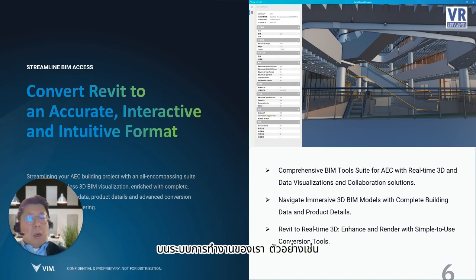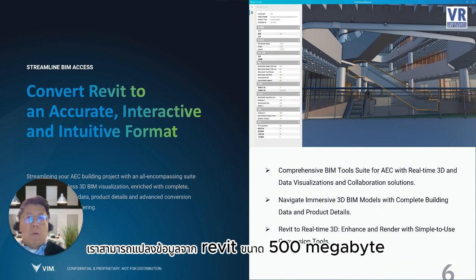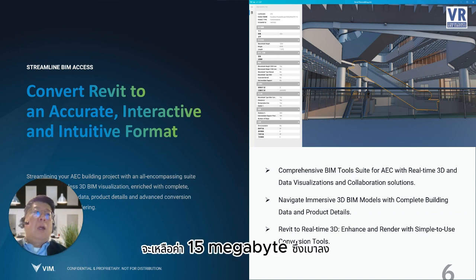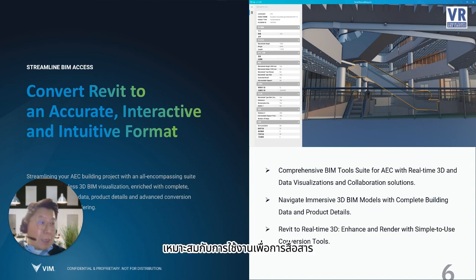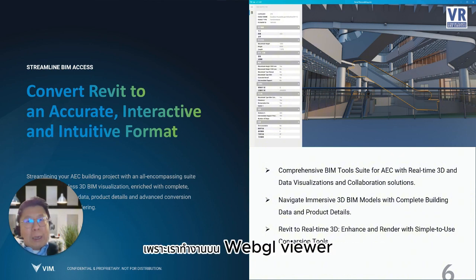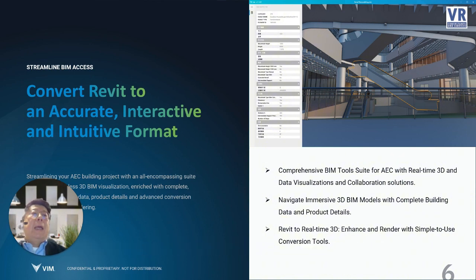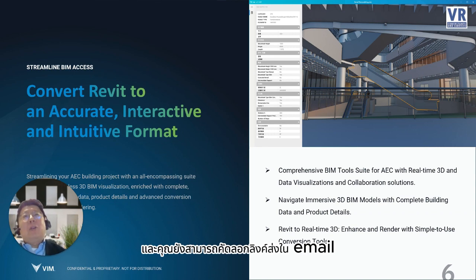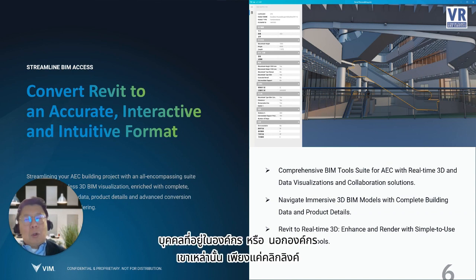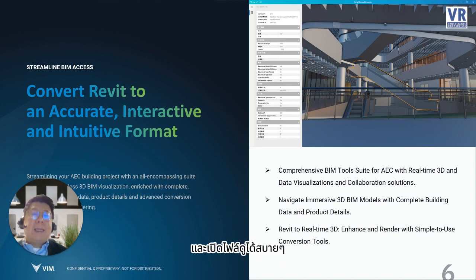For example, we convert Revit data of about 500 megabytes to our Vim model format, which is only 50 megabytes, relatively lightweight for communications. You can open our Vim models in any web browser because we run on a WebGL viewer. You can just copy the link into your email or social media, and whether you share internally or externally, they can just click on the link and open this lightweight Vim model.